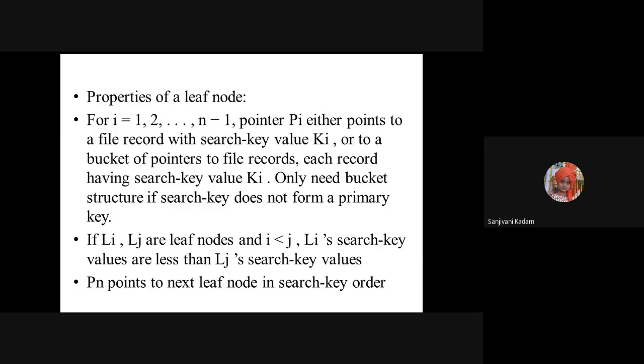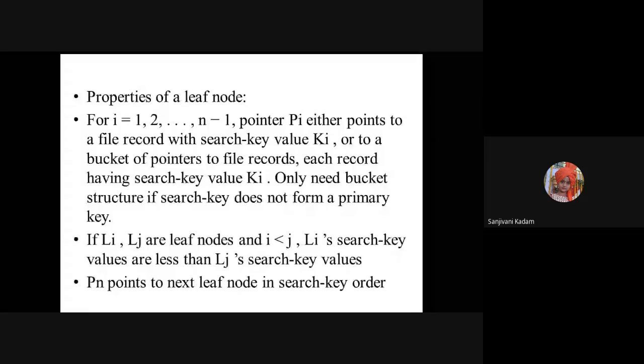Properties of a leaf node: the same properties, less than and greater than, are there, for i equal to 1 to n minus 1. Pointer Pi either points to a file record with search key value Ki, or to a bucket of pointers to file records, each record having search key value Ki. We only need the bucket structure if the search key does not form a primary key.